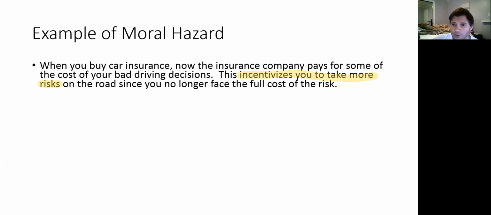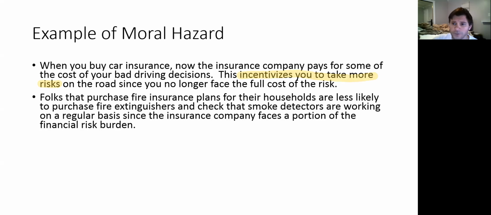Okay, another example, if you purchase fire insurance for your home, then it turns out, and this is actually statistically verifiable, you are less likely to observe that those individuals would purchase fire extinguishers for the household. And that might sound silly. You're like, oh, they're willing to just let the house burn down and have the insurance company build it over and over again instead of just spending $40 on a fire extinguisher.